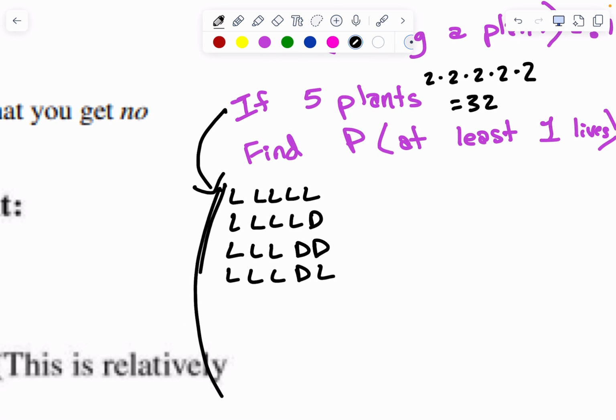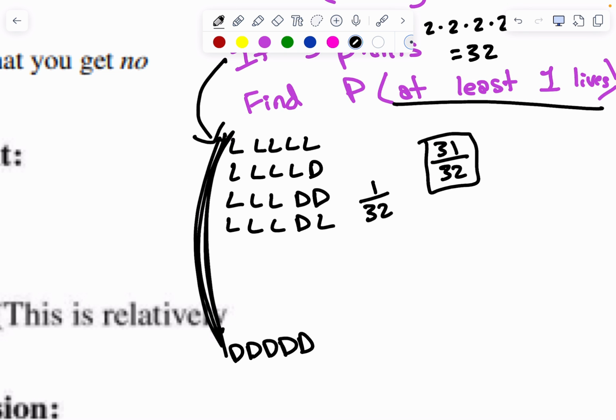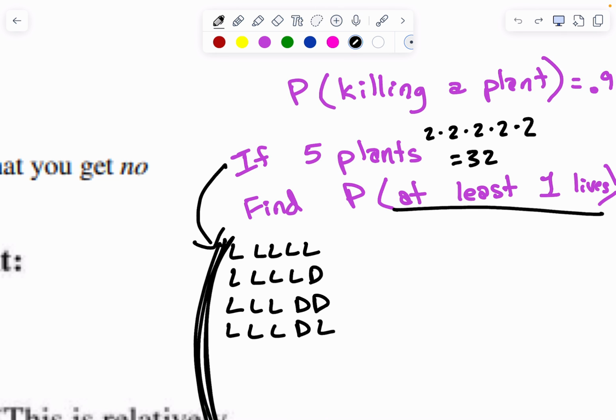Okay? And all of those combinations except for one is going to give me at least one of them living, right? The only one where at least one of them doesn't live is if they all die. So one combination out of 32 is going to be them all dying. So the chances that at least one lives is 31 out of 32, except for, that is if my kill rate is 50%, and my kill rate is not 50%. So how do I do that? So, yes, there are 32 combinations, okay?